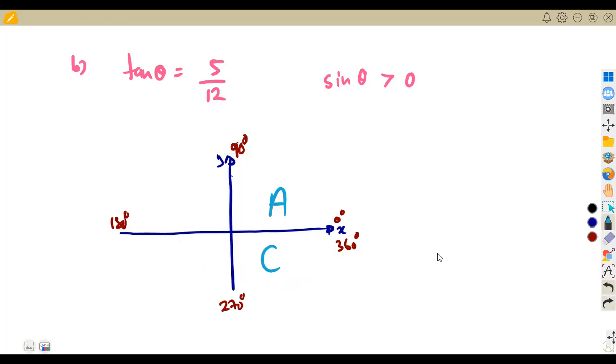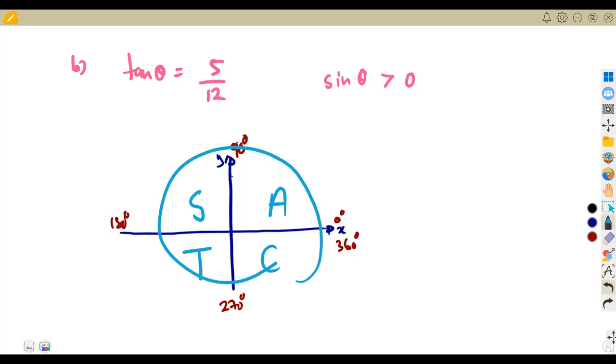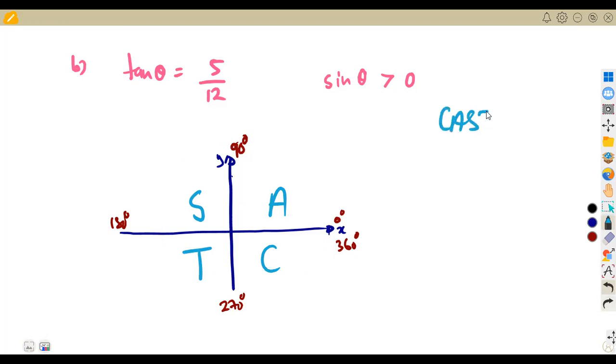So we are going to have our CAST like this. That is the CAST concept, starting from the fourth quadrant and going the other way. From this concept, we can now interpret, because this gives us exactly what we need to know.